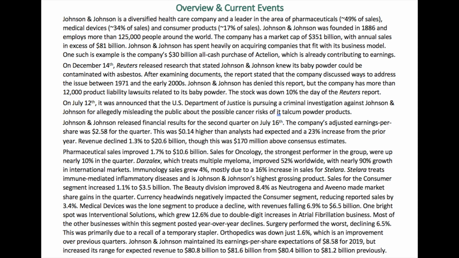The next section is overview and current events. As its name implies, this section of the report provides an overview of the company's business model and an explanation of any recent events that impact its investment thesis. More specifically, this section always includes an overview of the company's most recent quarterly earnings release.